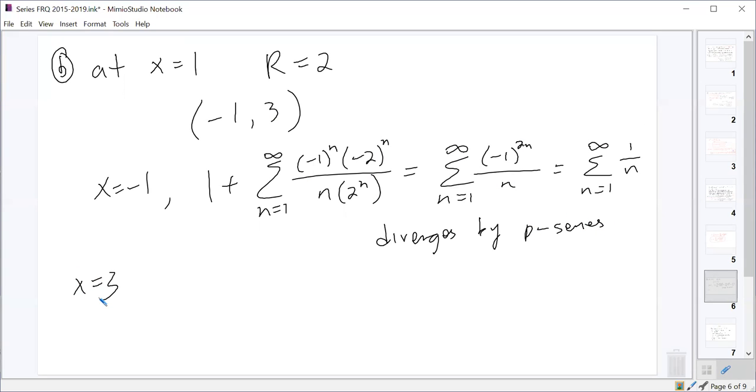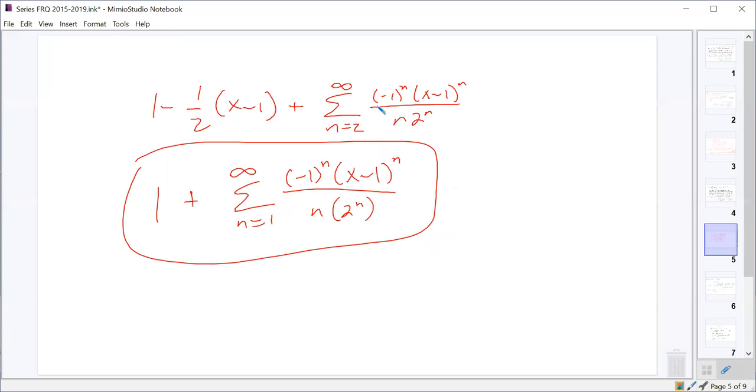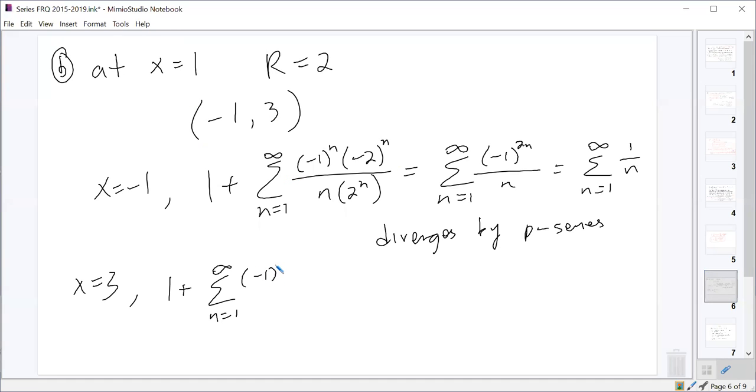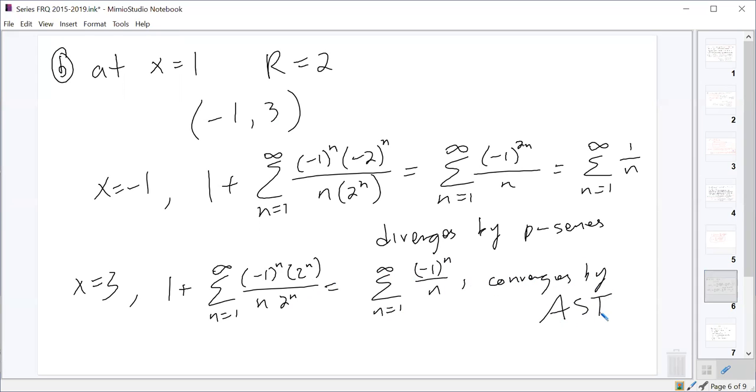And then at x equals 3, we end up with 1 plus the sum from n equals 1 to infinity of -1 to the n, 2 to the n, over n, 2 to the n, which is the sum from n equals 1 to infinity of -1 to the n over n, which we know converges by the alternating series test.